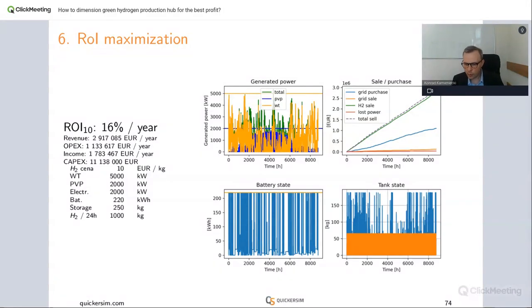Okay, I see one question. Can you simulate the configuration without connection to the grid, so no purchase or no sale of energy? Yes, we can do that. I can delete the grid from the model. That is no problem. Maybe at this stage I can tell that we can build the model as you like. Actually, the program we use for simulation is our own code, so we can do what you want.